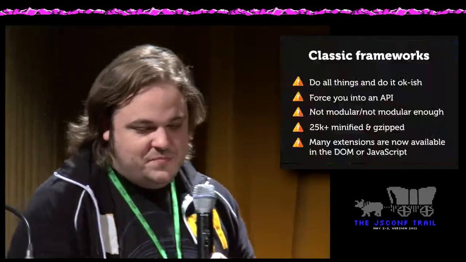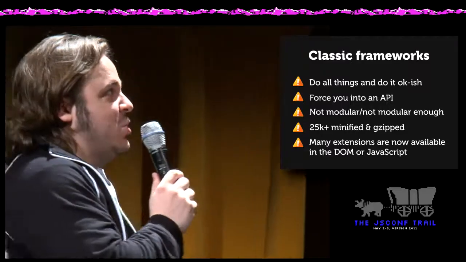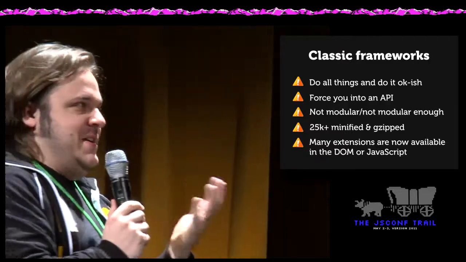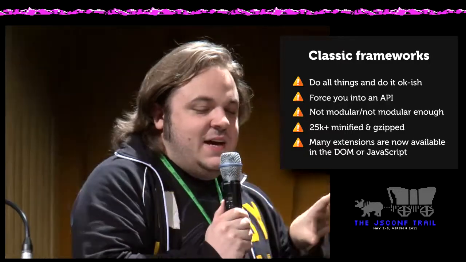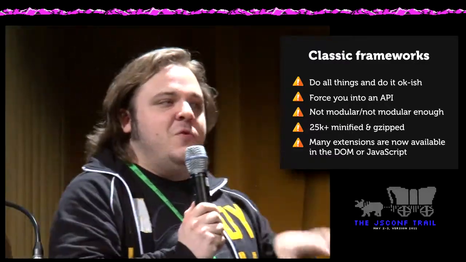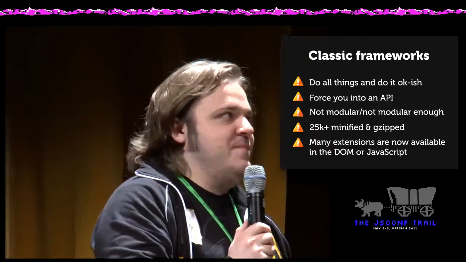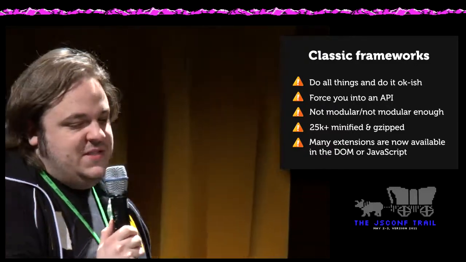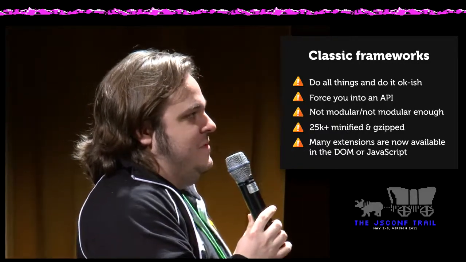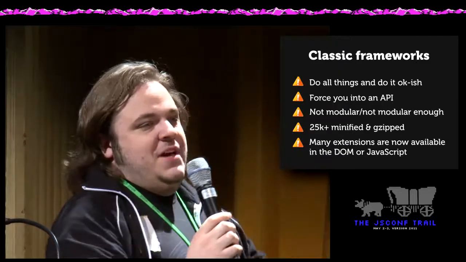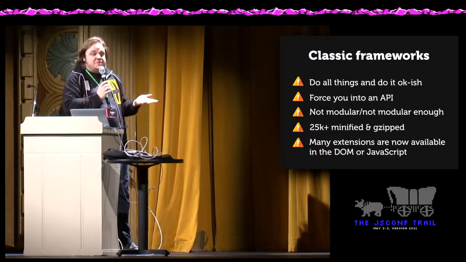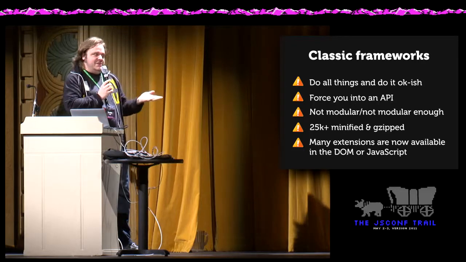It's kind of true. So, classic frameworks try to do all things and do it kind of okay-ish. They have drawbacks, like, for example, performance, size, and stuff. Classic frameworks also force you into an API. If you use jQuery or Prototype, they basically force you to use the API everywhere, right? They might not be modular. Prototype, for example, is completely not modular. jQuery is not modular. MooTools is, for example. So some classical frameworks are modular.